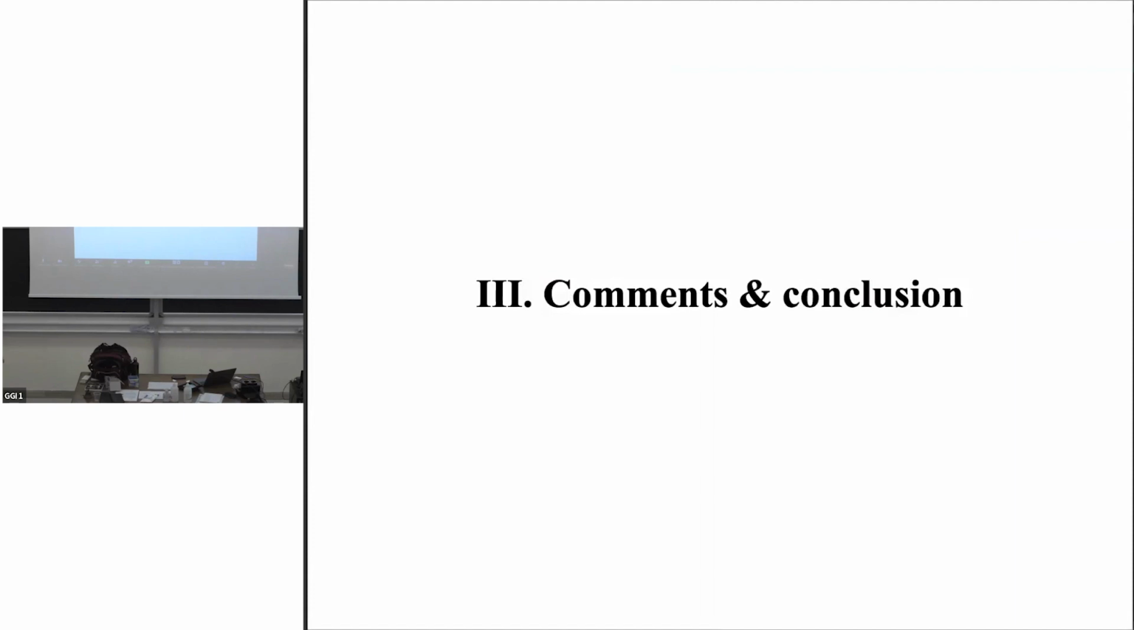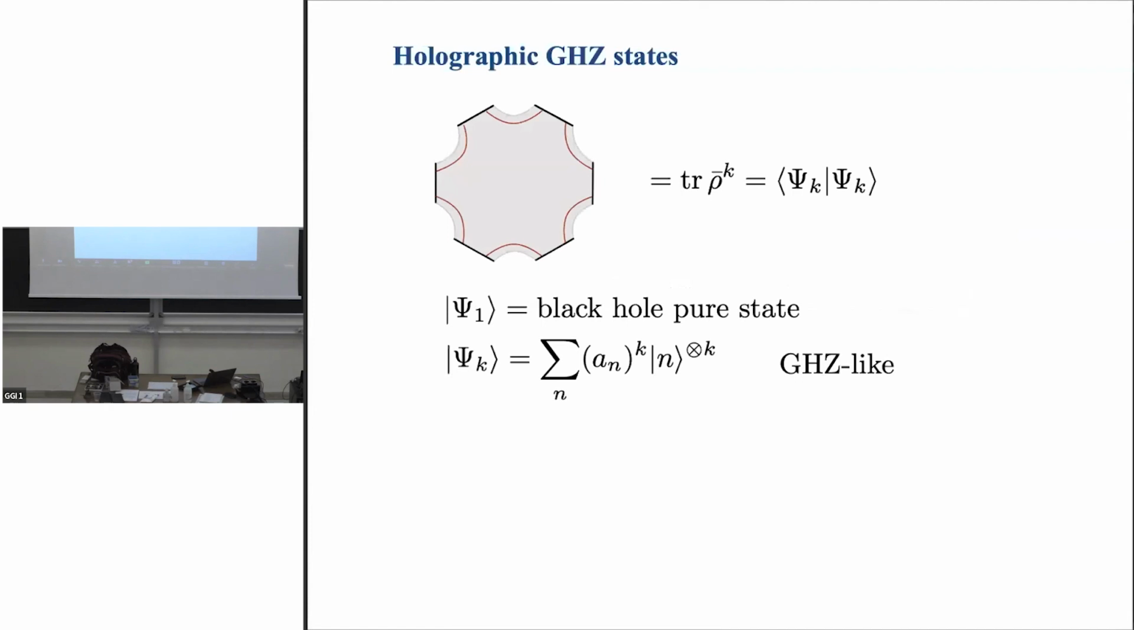Okay, let me make just a couple of concluding comments. The first is about the intuition for why you get this answer. To explain this, I'm going to restate this main equation in terms of holographic GHZ states. The way I described it was that the wormhole is the replica density matrix, trace rho bar to the K. But another way you can describe it is that this is the overlap of a GHZ-like state.